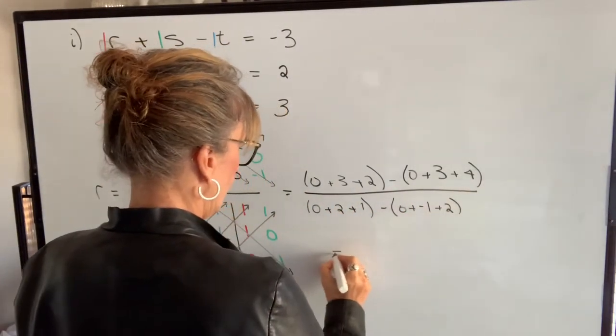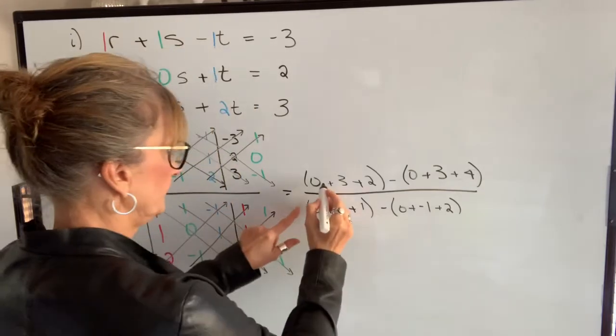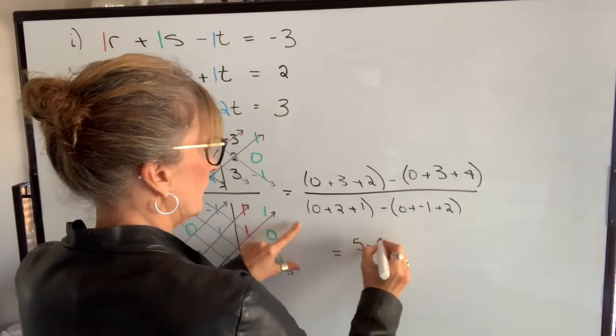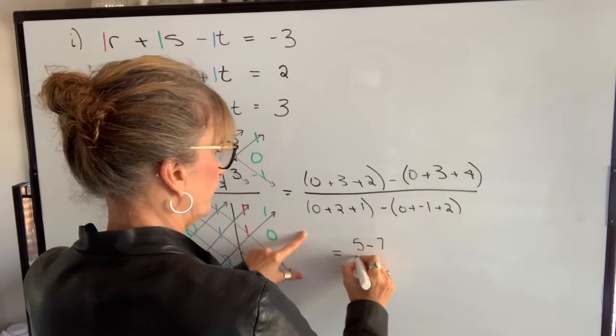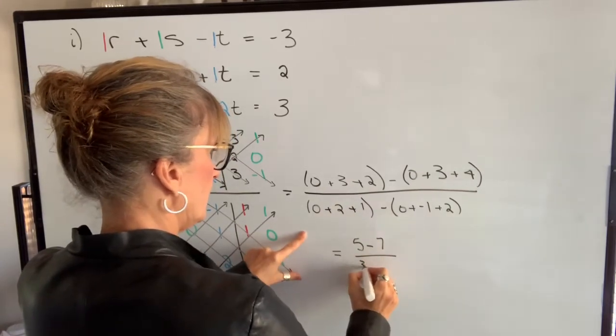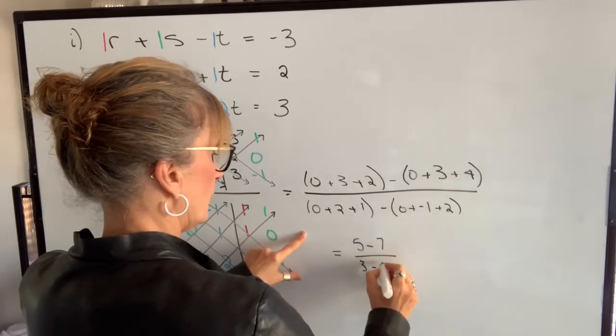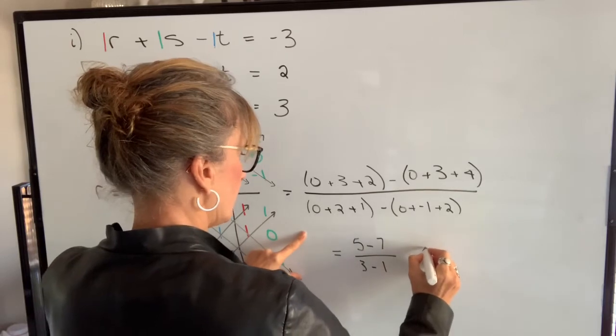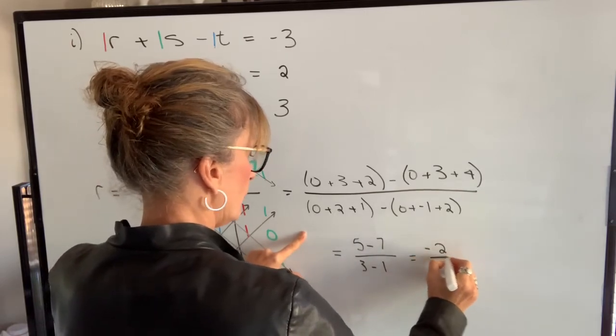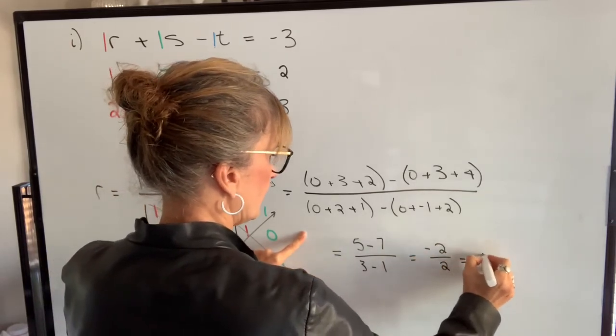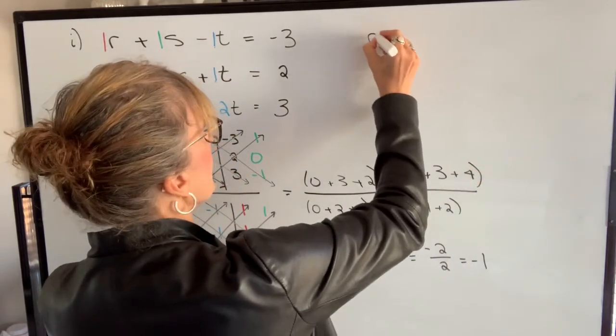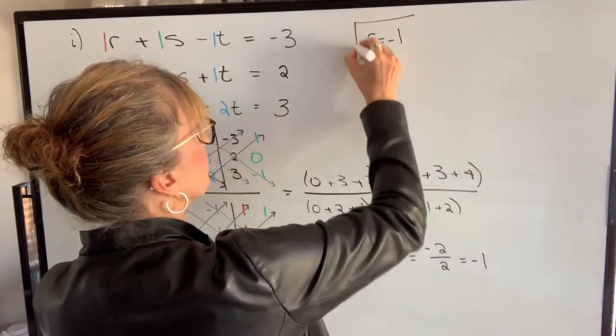So we're going to evaluate this. 5 minus 7 over 3 minus 1. So it's going to be -2 over 2, which is equal to -1. So R is equal to -1.